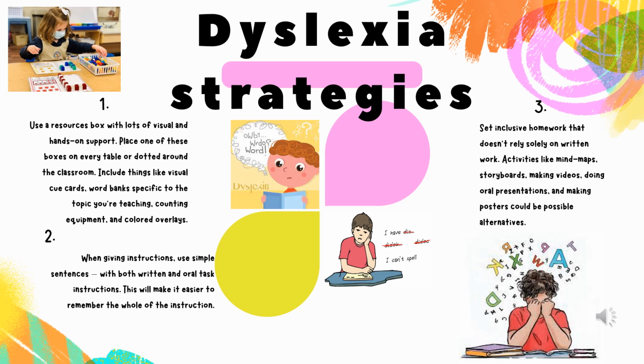Dyslexia strategies. First, use a resource box with lots of visual and hands-on support. Place one of these boxes on every table or dotted around the classroom. Include things like visual cue cards, word banks specific to the topic you're teaching, counting equipment, and colored overlays. Second, when giving instructions, use simple sentences with both written and oral task instructions. This will make it easier to remember the whole instruction.